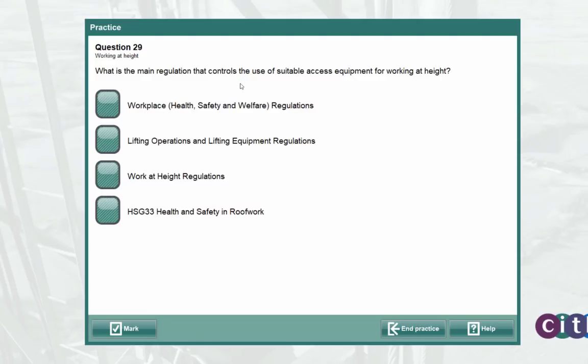What is the main regulation that controls the use of suitable access equipment for working at height? Workplace Health, Safety and Welfare Regulations. Lifting Operations and Lifting Equipment Regulations. Work at Height Regulations. HSG 33 Health and Safety in Roof Work.